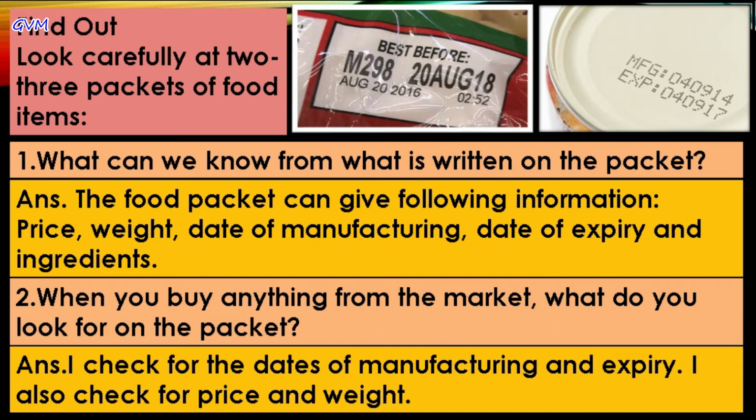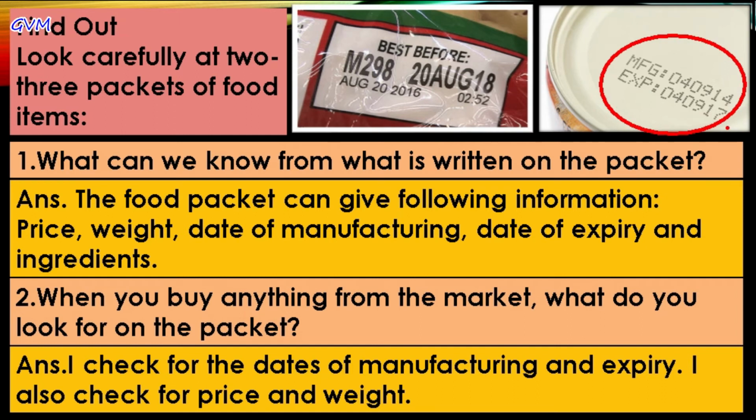Before moving on to the question, you have to do an activity here. Listen carefully to what you have to do in this activity. Students, you have to collect 2 to 3 packets of any food items, and you have to keep an eagle eye on the back side of the packet to see what is written there. When you look at the back side of the food item, you will observe that something is written there. As you can see here, MFG and EXP.